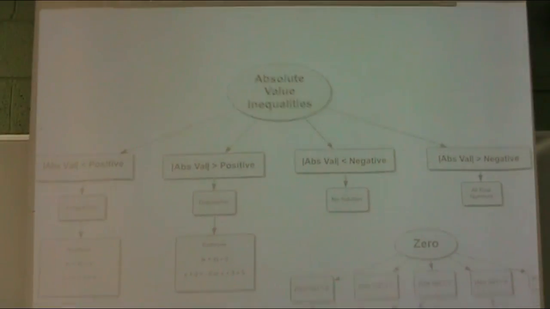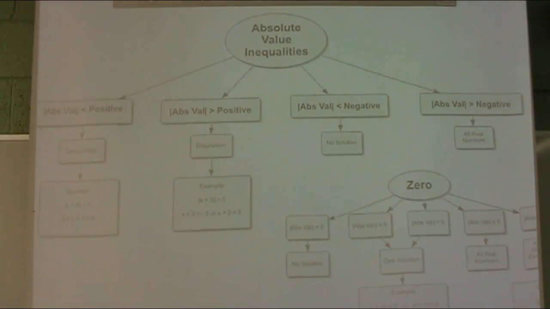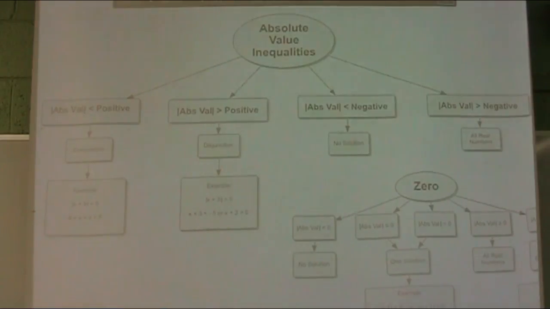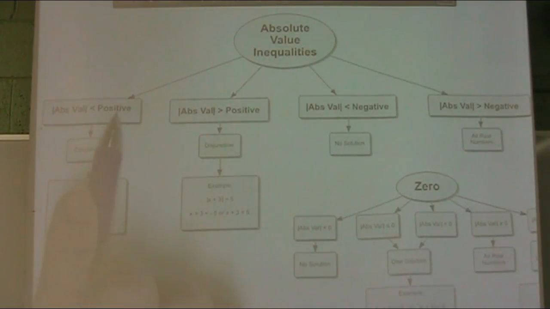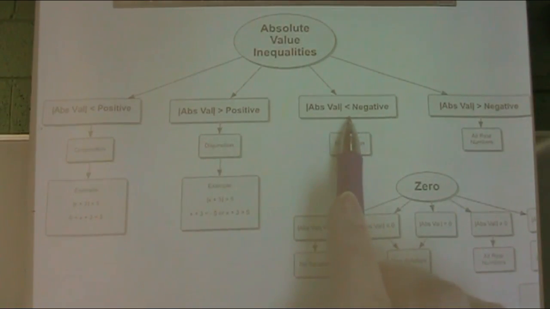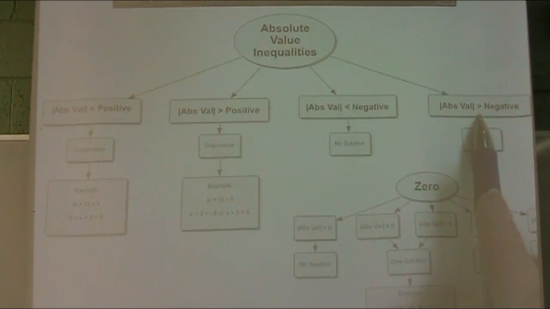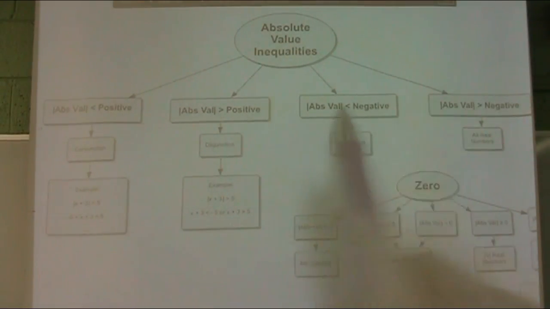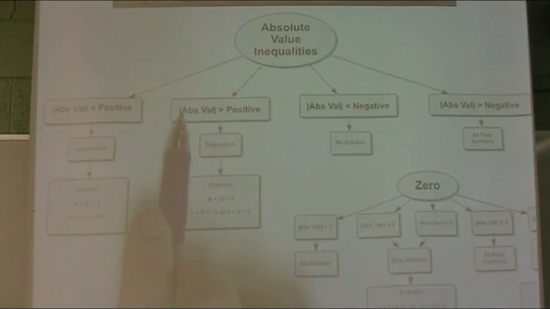And if we go to this chart that I handed out to you, that's exactly what we have here. Whenever we have absolute value less than a positive, your solution is a conjunction. When we have absolute value greater than a positive, you're going to have a disjunction. When you have absolute value less than a negative, you have no solution. And when you have absolute value greater than a negative, you will have a solution of all real numbers. All right? So these two are going to be the easy ones. These two we're going to have to calculate.